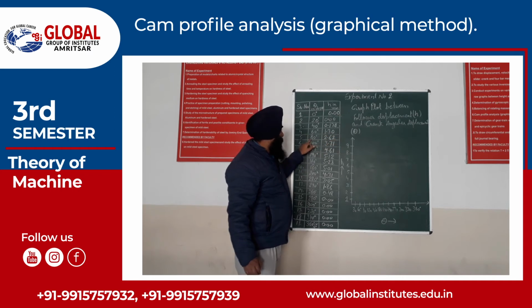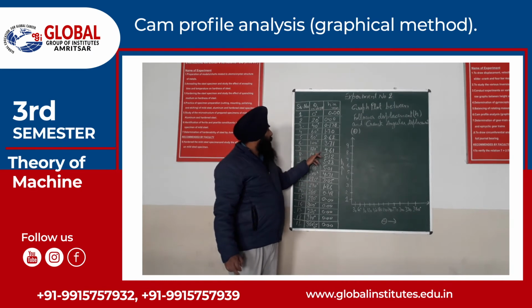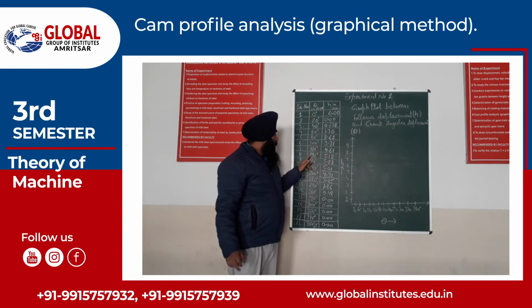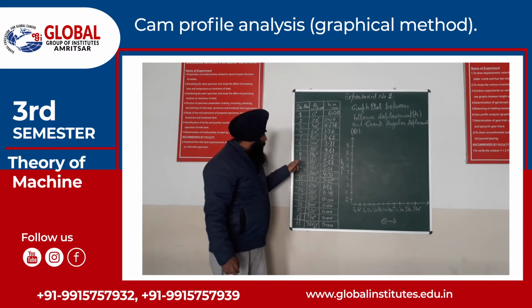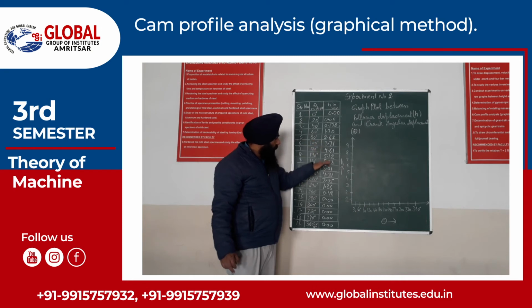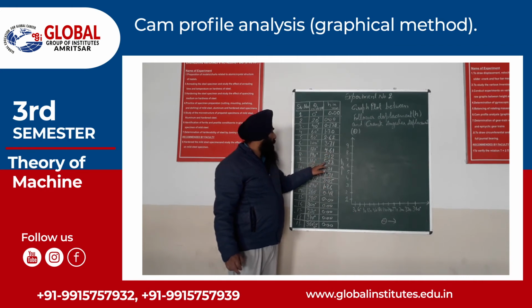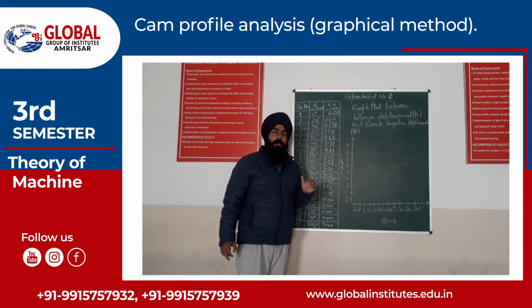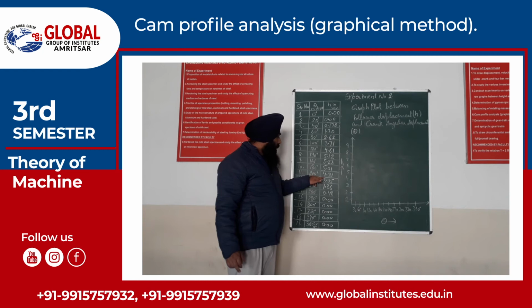Again, at 80 degrees, 2.62; 100 degrees, 3.71; 120 degrees, 4.61; 140 degrees, 5.12; 160 degrees, 5.28. When we reach 180 degrees, the height of the follower starts decreasing to 5.01. So the maximum height of the follower is at 160 degrees, equal to 5.28.